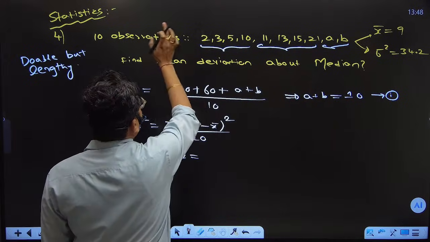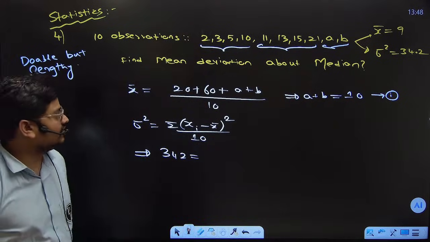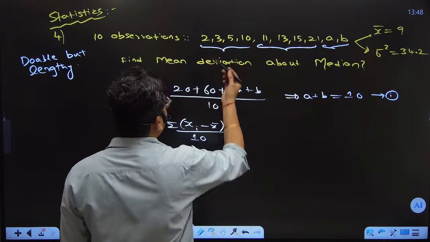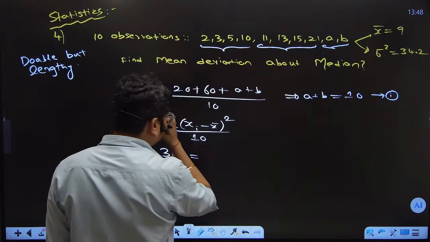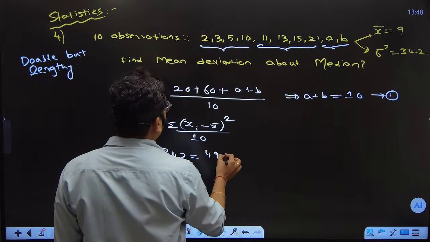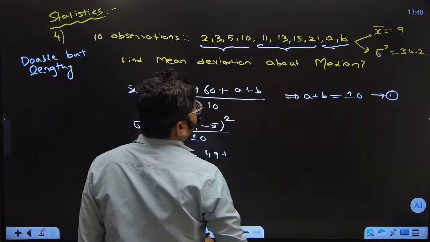Now I'll take the deviation of each observation from the mean and take the square of that. So 2 minus 9 is minus 7, whole square, you'll get 49. 3 minus 9 gives 36.